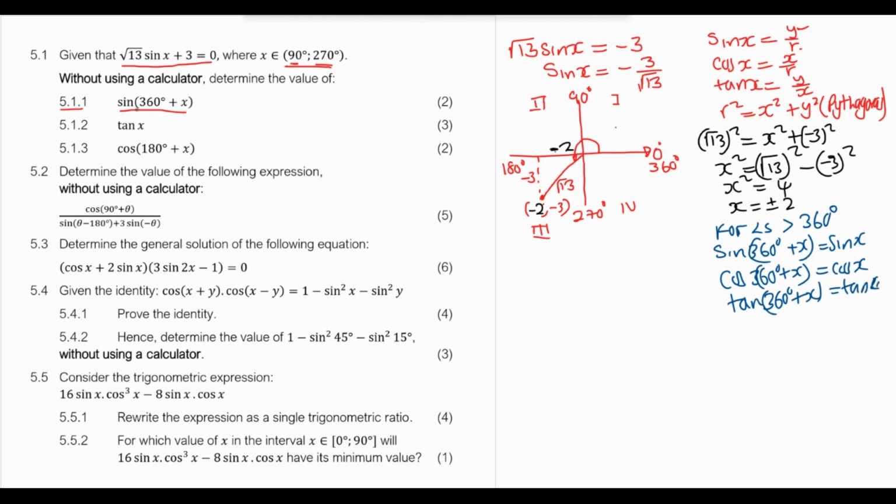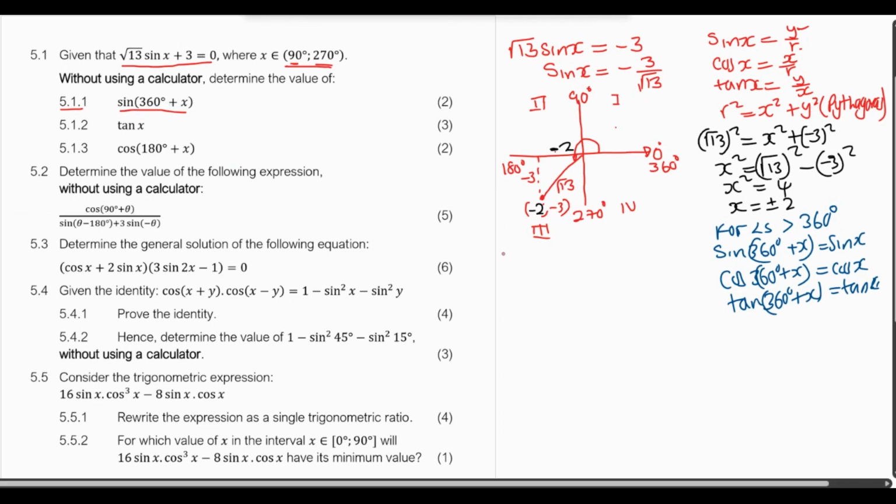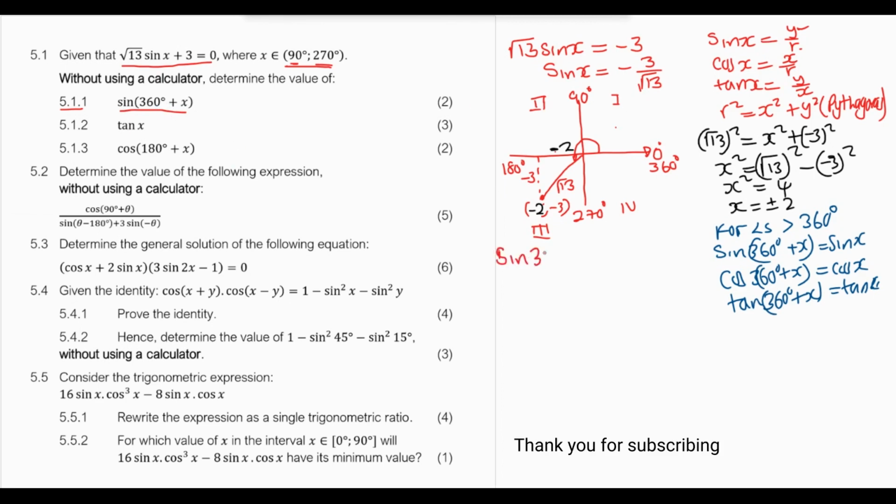So now sine 360 degrees plus x is equal to sine x. Alright, so what is sine x? Sine x is going to be y over r. Y is -3, r is square root of 13, which we have here. If you check, we have that there. Okay, sine x is equal to -3 over root 13.